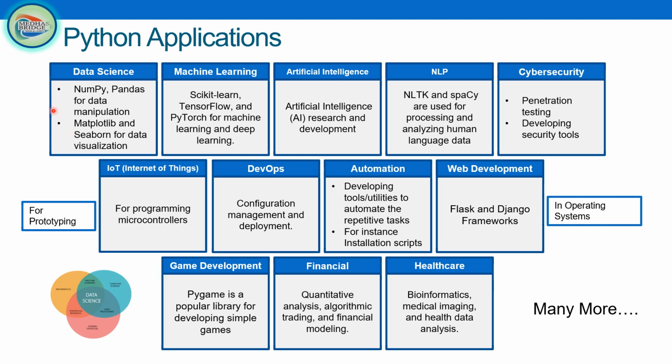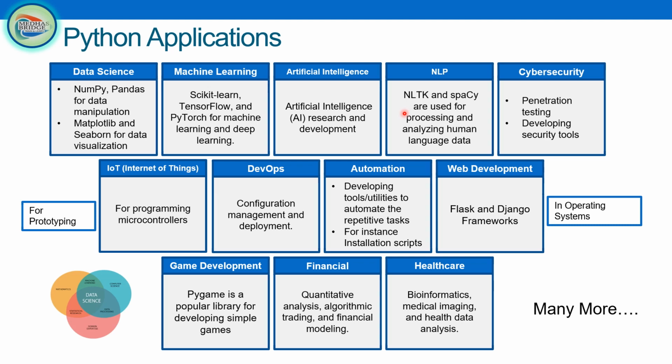In data science, NumPy and Pandas are the Python libraries for data manipulation. Matplotlib and Seaborn are the Python libraries for data visualization. Scikit-learn, TensorFlow, and PyTorch are Python libraries for machine learning and deep learning. Python is also used in artificial intelligence research and development. In NLP, libraries like NLTK are used for processing and analyzing human language data.